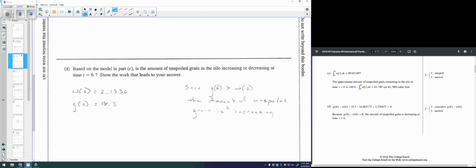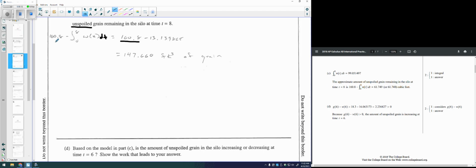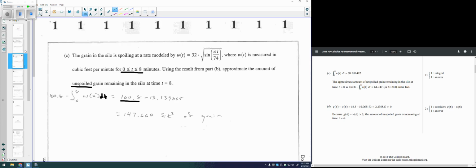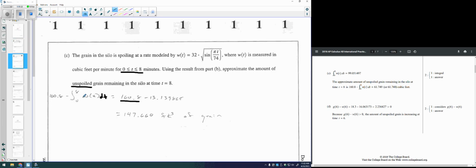Question D. Based on the model, is the amount of unspoiled grain in the silo increasing or decreasing? So the first thing is, what is the unspoiled grain? Well, the unspoiled grain is this right here. Oh, sorry, I gotta go back. This is the amount of grain. This is the amount of spoiled grain. So this is the amount of unspoiled grain.